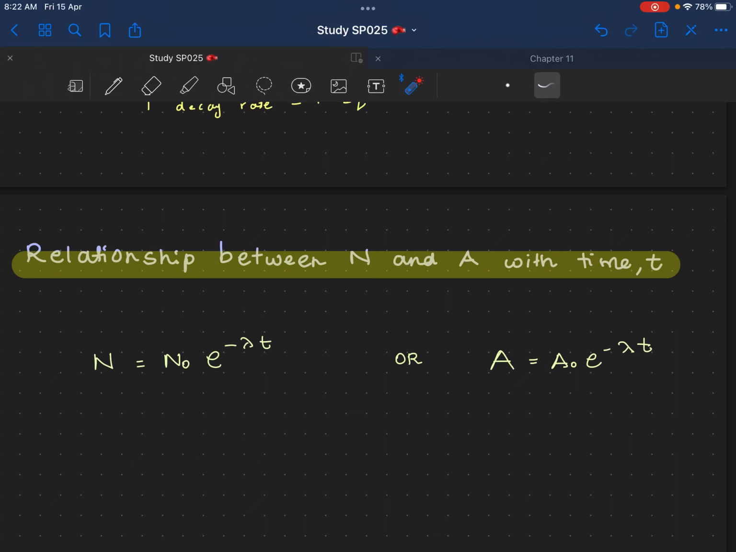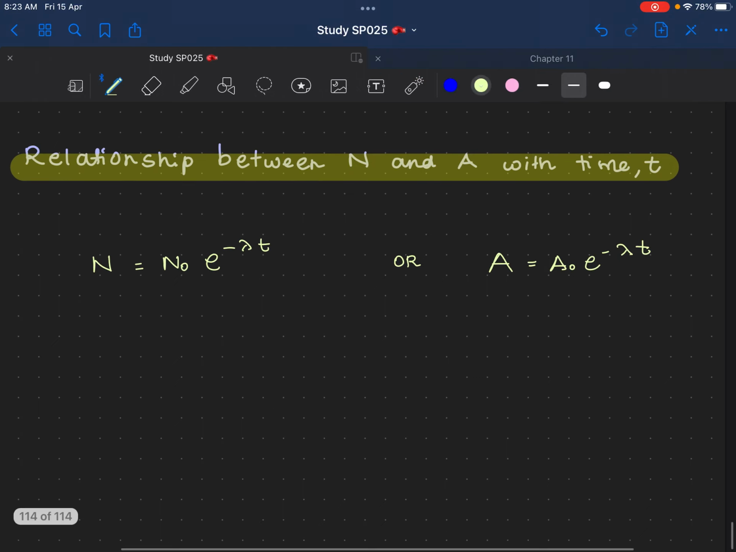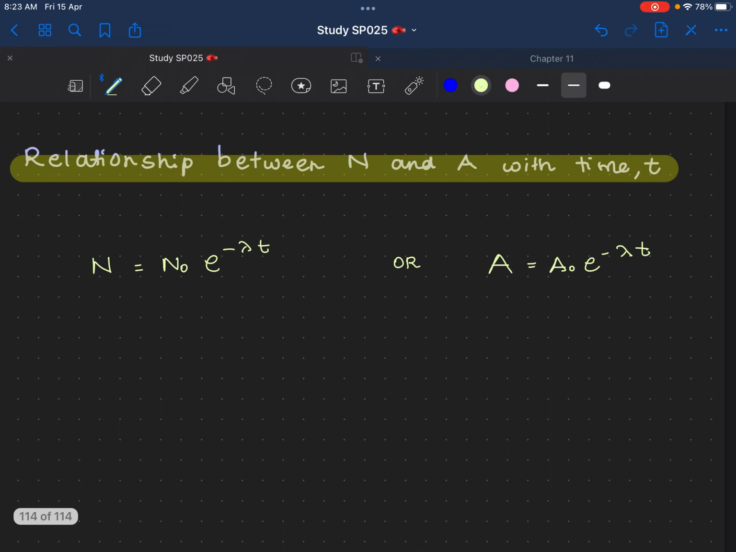It is the same for activity. We have the initial activity, and then we can know the current activity at whatever time you want. And the decay constant depends on the particle or the element. It has many values, depending on the particle or the element. So why do we use the exponential equation? Because we know that eventually your number of nuclei will decrease with time.